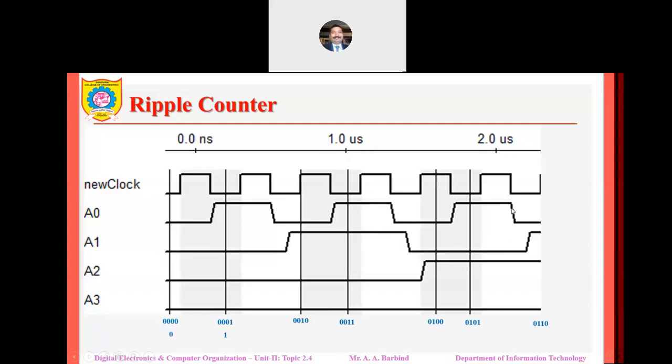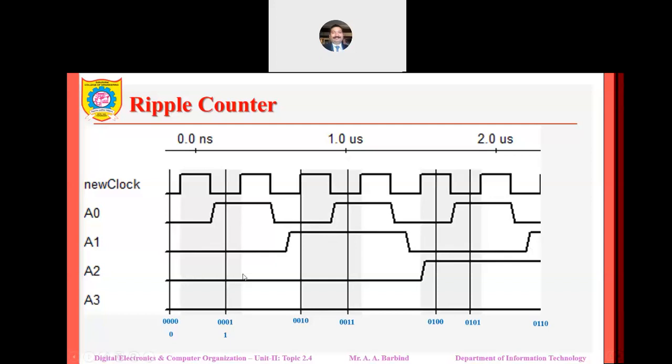This is the third time that the output of the first flip-flop is going low from high, which gives the negative edge for the second flip-flop, and the second flip-flop toggles for the third time at this particular instance. Okay, so this is how we get the output at the second flip-flop. Now the output of the second flip-flop is given as the clock input to the third flip-flop.